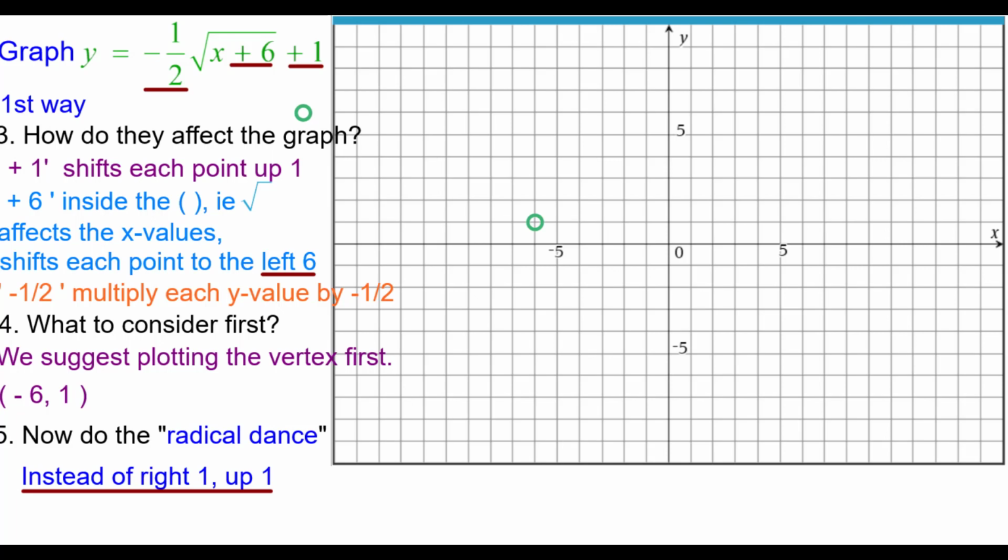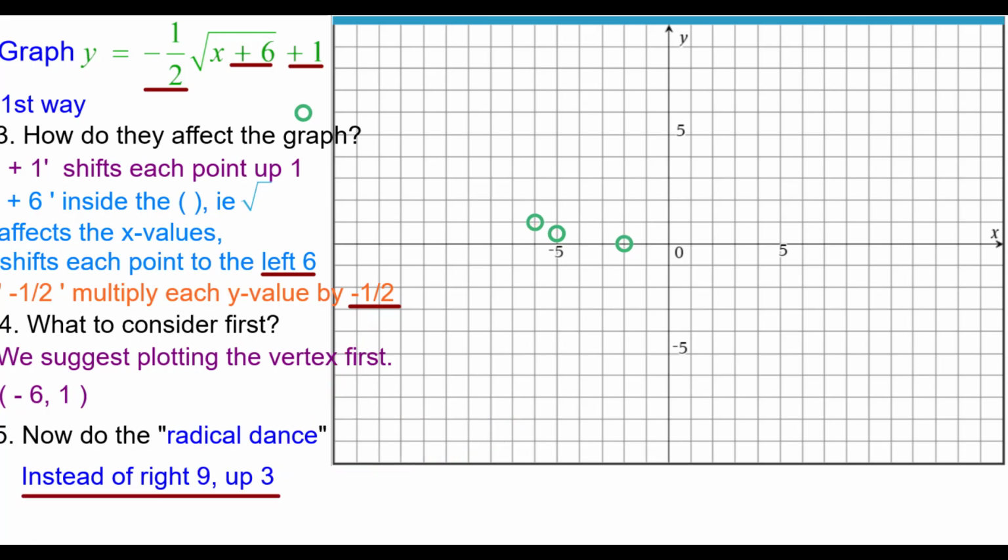So instead of right 1, up 1, we're going to go right 1, down 1/2, because that negative 1/2 times 1 is negative 1/2. So it flips it down. Instead of right 4, up 2, it'll be right 4, down only 1. Half of 2 is 1. It goes down because of the negative.